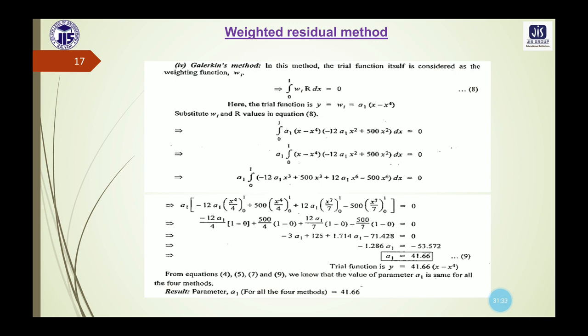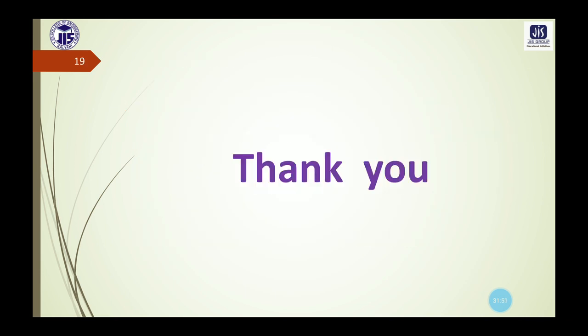So that means what we have got is that for all the 4 different weighted residual methods, the value of a1 equals 41.66 and the trial function comes as 41.66 into x minus x to the power 4. So these are the things that we have discussed in this lecture.